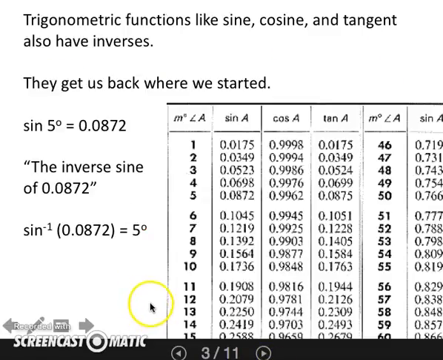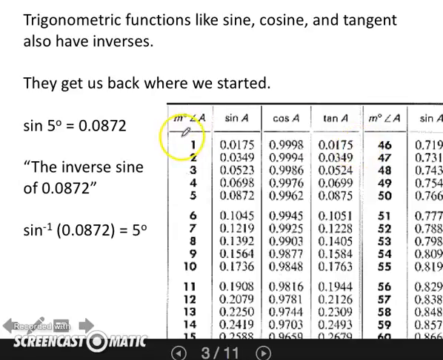So adding and subtracting are inverses, multiplying and dividing are inverses, and trigonometric functions like sine, cosine, and tangent also have inverses. It might be confusing you that I'm using the word function, but a function is just something that attaches one quantity to another related quantity. So a function of an angle is the tangent of that angle.